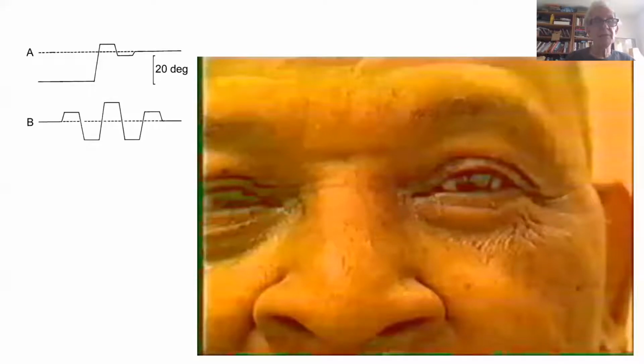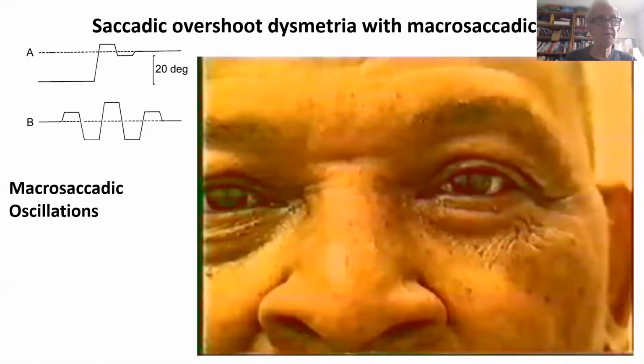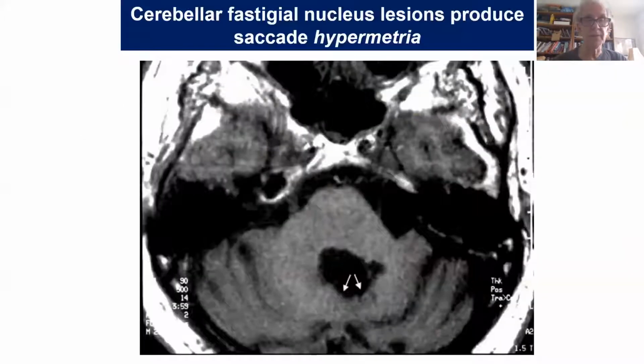Here's a little diagram to show you what he was doing. He was overshooting, and sometimes he would actually oscillate back and forth about the target. Here it is again. He oscillates about the target. These are macrosaccadic oscillations. Big saccades going back and forth about the target because he couldn't make a small enough saccade to get to the target. He had to keep going back and forth about it.